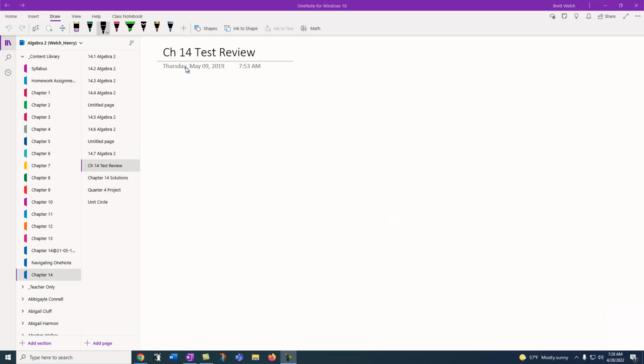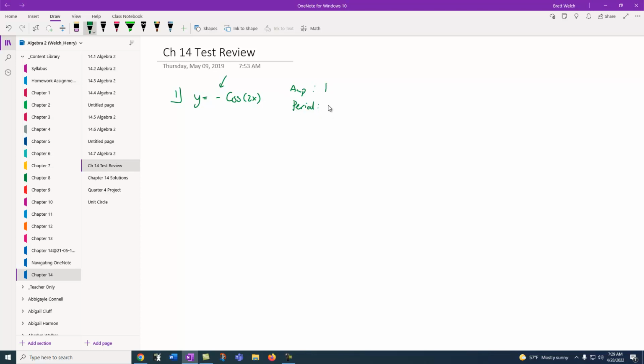Alright, this is our Chapter 14 test review, and the first question asks us to graph y equals negative cosine of 2x. First job is to find the amplitude and the period. This is similar to what you did for your quarter project. The amplitude is the absolute value of the number in front of the equation, and since I don't have a number, I assume it's a 1. So it's actually like a negative 1 there. And so the amplitude is the absolute value of negative 1, which is just 1.